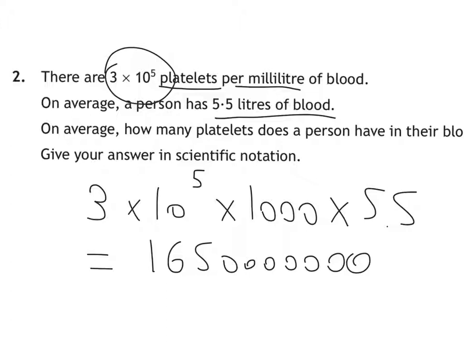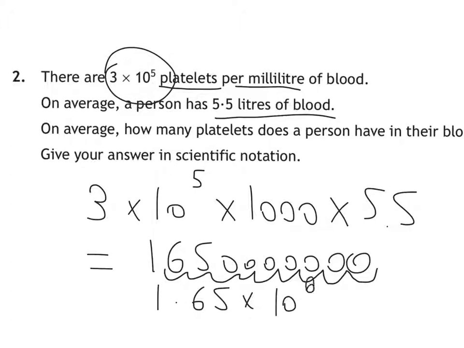That's 1,650,000,000. I then put it in scientific notation, so that means moving the decimal point until I get to between 1 and 10. So it's once, twice, 3, 4, 5, 6, 7, 8, 9 times. And it's 1.65 times 10 to the power 9.